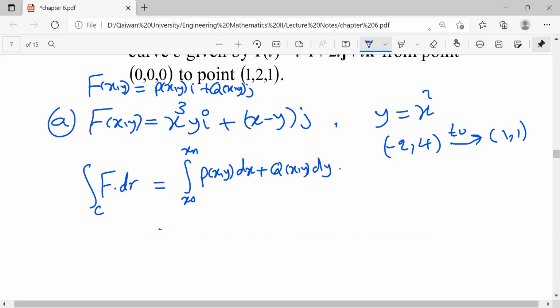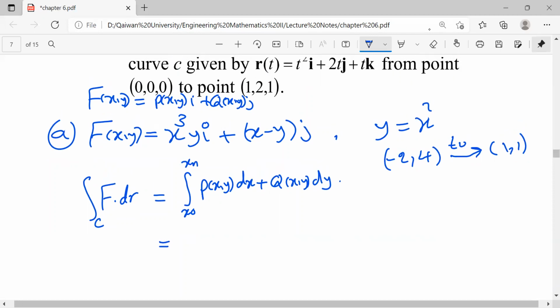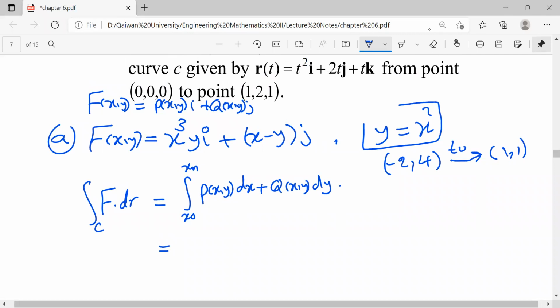Here, we say it equals to, but we have given that y equals x squared. That means here P of x, y is x cubed y. How about P of x and f of x? That means here we replace y by x squared. If we replace y by x squared, we get x to the power 5. We have x cubed times y. Y is x squared. That means x cubed times x squared, which is x to the power 5. This is P of x and f of x.